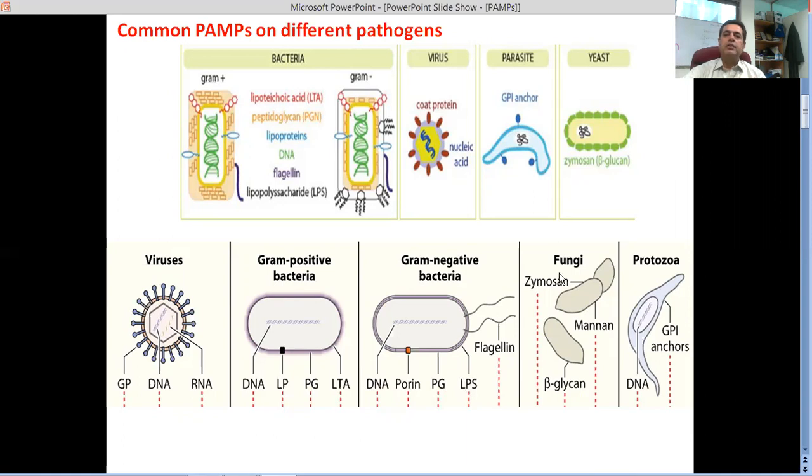Similarly, in the case of fungi, zymosan, mannan, beta-glucan, GPI anchors, and the DNA of the protozoa. In this case, all these are pathogen-associated molecular patterns. Here is a colored sketch, so you can also take help from this particular sketch.